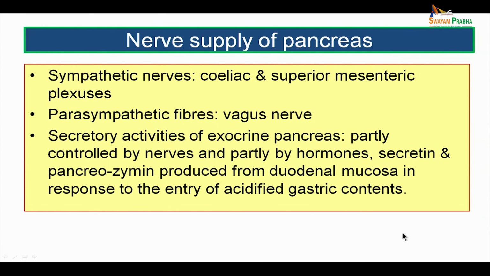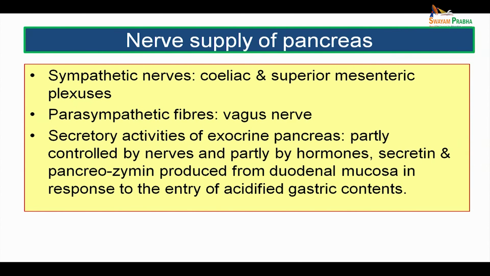Going on to the nerve supply of pancreas. The sympathetic nerves are coming from the celiac and the superior mesenteric plexuses. The parasympathetic fibers are coming from both the vagus nerves.